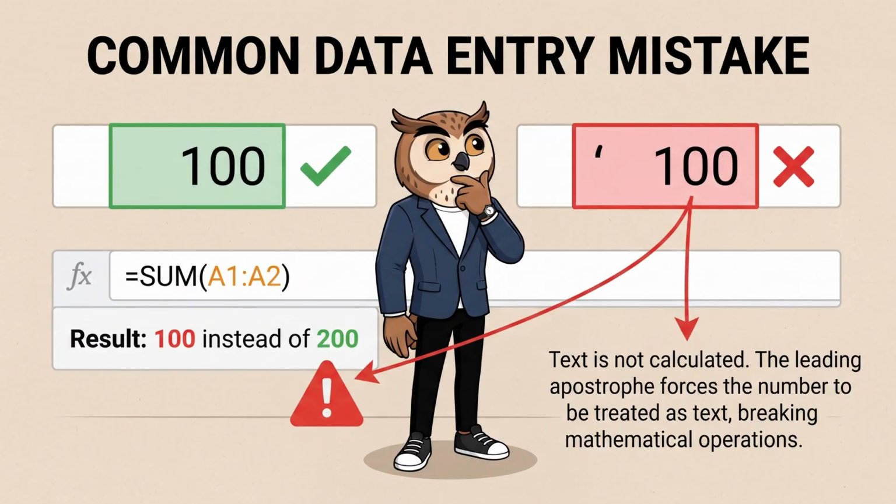One of the most common mistakes in Excel is typing a number as text. For example, if you type an apostrophe before the number, like apostrophe 100 instead of 100, Excel treats it as text instead of a number. The value may look correct on the screen, but formulas, such as sum or average, will ignore it completely. This is often the reason why calculations produce unexpected results.